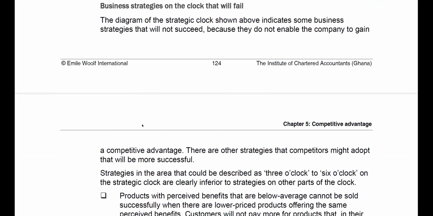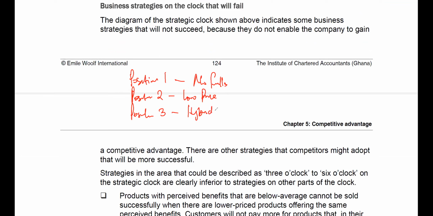Now I know you know the meaning, but in the exam, sometimes you get confused about the position on the clock. So what you need to do is just remember what goes into each position. Position one, what goes there? No frills, right? Position two, what goes there? Low price strategy. Position three, what goes there? Hybrid. Position four, differentiation. And then position five, focused differentiation.